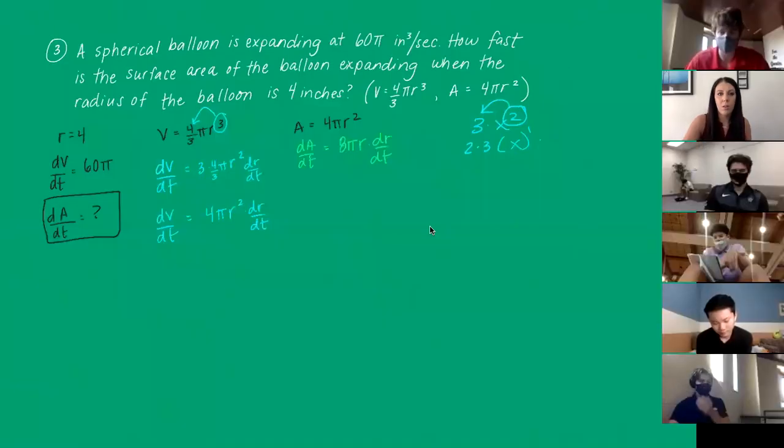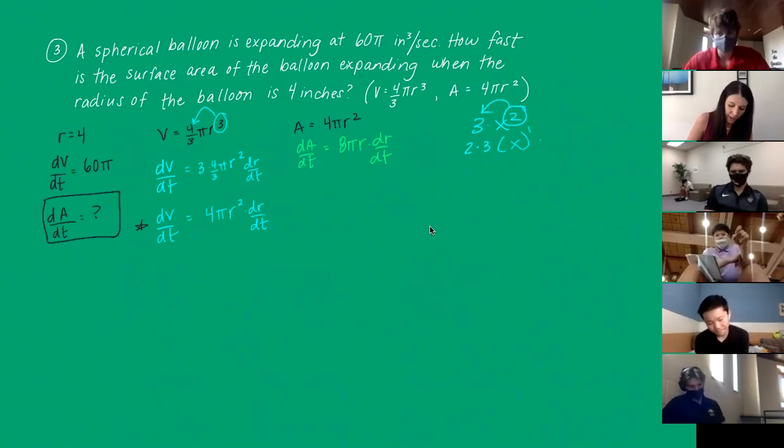Times dr over dt, we were able to plug in 60 pi, or we started to plug in values that we were given in order to find dr over dt. So you use this equation to find dr dt. We weren't given dr dt, but we know we need to use it, right? So you could use your given information in order to find that dr dt. So what did you plug in, Augie? So 60 pi equals dV over dt equals 4 pi, and then we were given r is 4 inches, so 4 squared times dr dt.